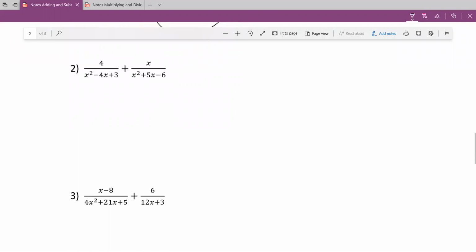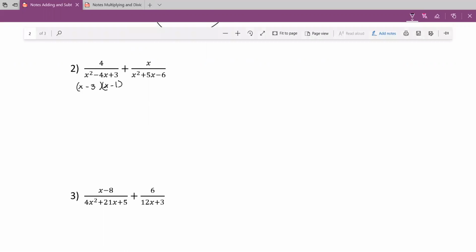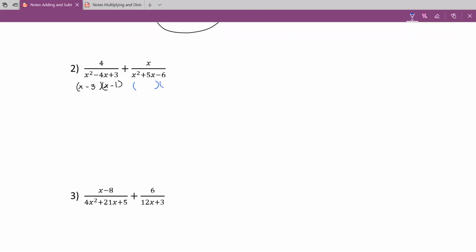So let's look at example number 2. Factor both of the bottoms. X squared minus 4x plus 3 factors into x minus 3 and x minus 1. Factor the second bottom. It factors into an x plus 6 and an x minus 1.